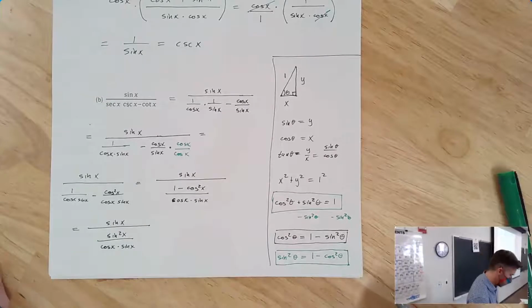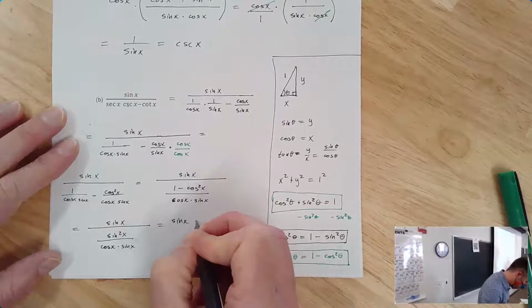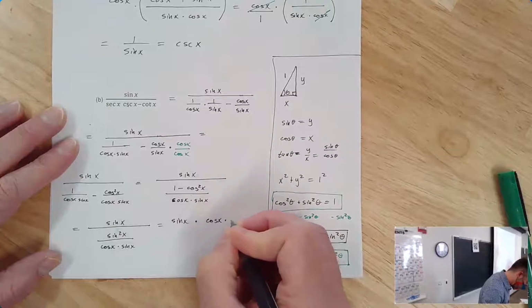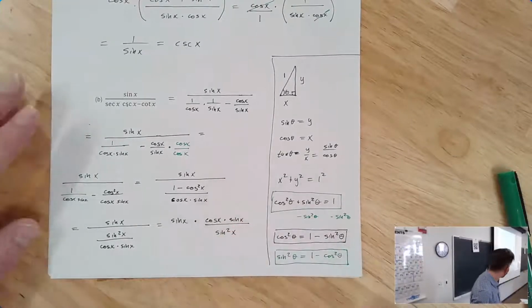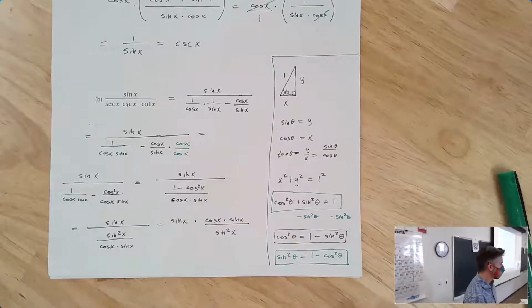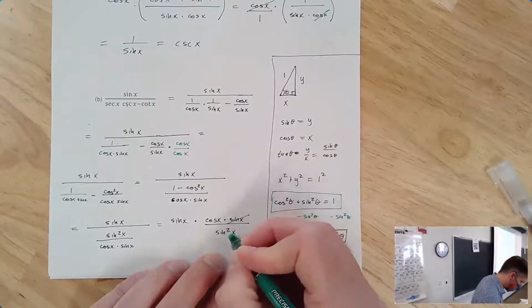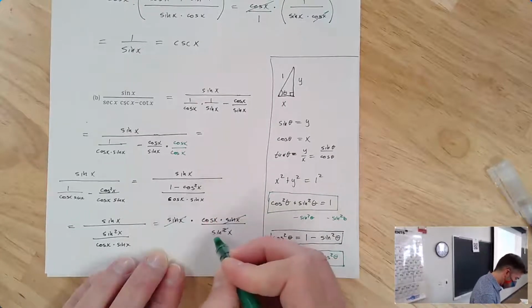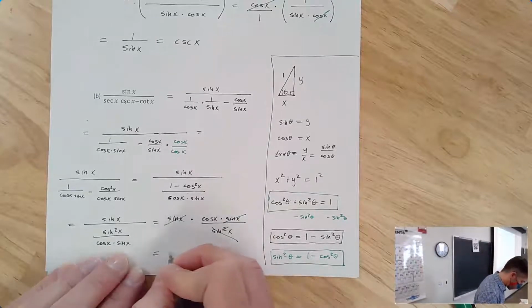Now let's flip and multiply. So I've got sine of x times the reciprocal of this: cosine x times sine of x divided by sine squared of x. What can I cancel? I can cancel a sine there and a sine there. I can also cancel a sine there and the other sine there. I'm left with just cosine of x.